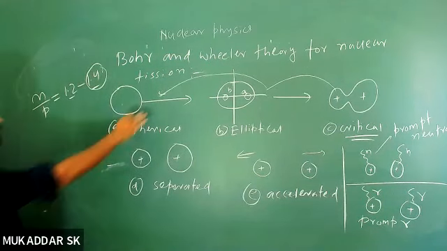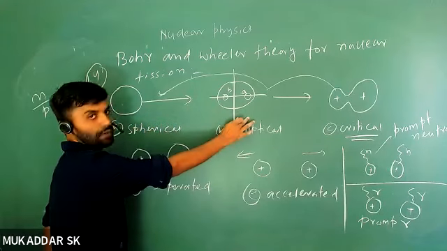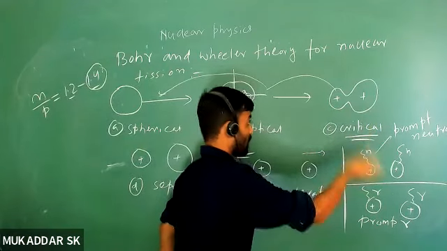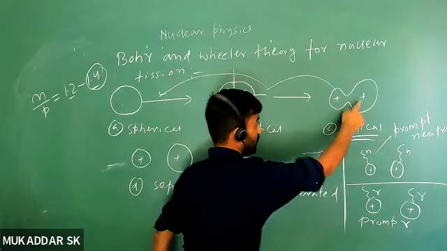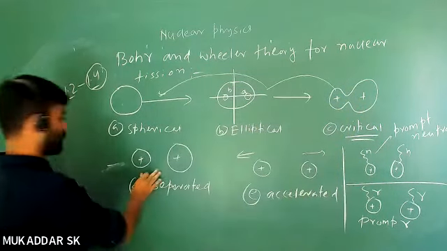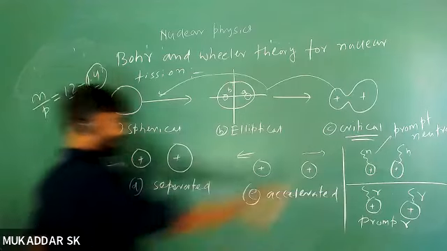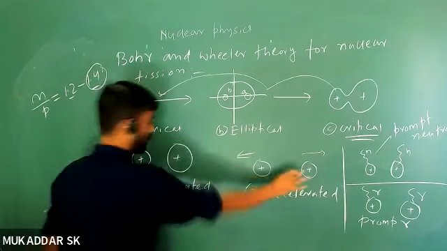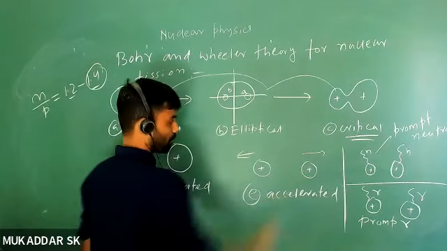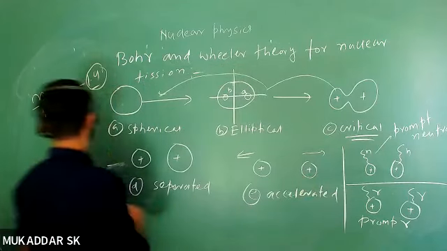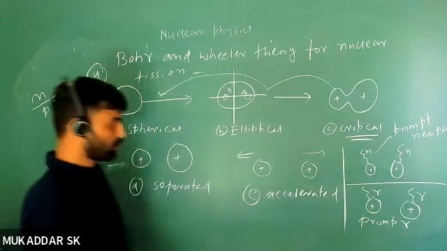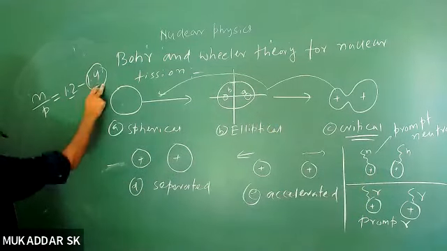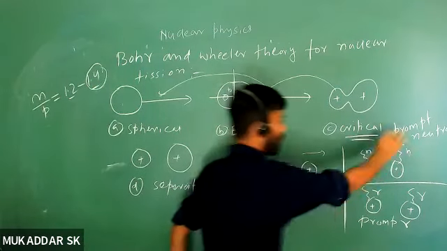Okay, so initially it is spherical, then due to excess energy it will become elliptical. Due to Coulomb repulsion it will take dumbbell shape. After that, if that Coulomb repulsion is greater than that surface energy, it will separate into two nuclei. If that surface energy is large, it will come back to the original shape. If they are separated, they will be accelerated due to Coulomb repulsion. After that, n by p ratio of both daughters will be higher than 1.4. Then they will emit neutrons to bring this n by p ratio into the range of 1.2 to 1.4. And that emitted neutron is known as prompt neutron.